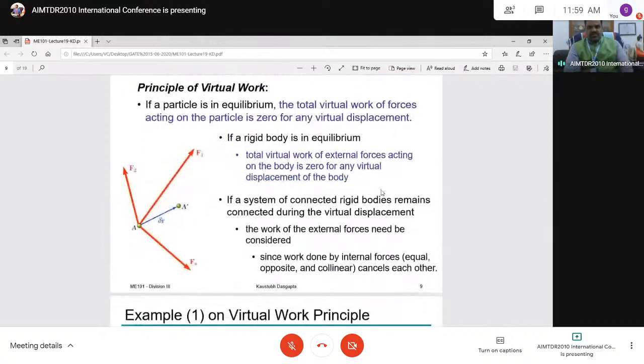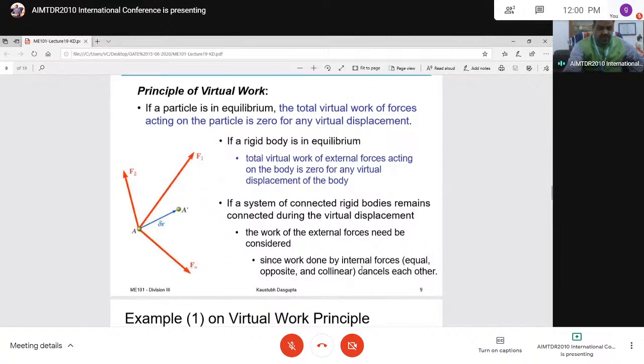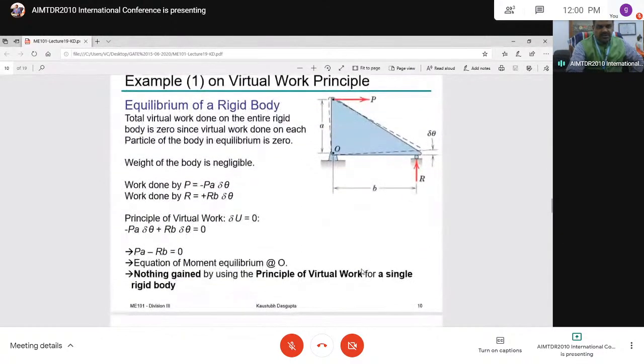The particle is in equilibrium. This is already explained. The total work done due to virtual displacement also should be zero for equilibrium. The work done by all external forces acting on a body should be zero for a virtual displacement, since work done by internal forces, being equal, opposite and collinear, cancels with each other and does not contribute. This force system cannot contribute any work. Now in this aspect some more similar problems are tried, but this is one type of plane. Let us say ABC, this is distance B, distance A.